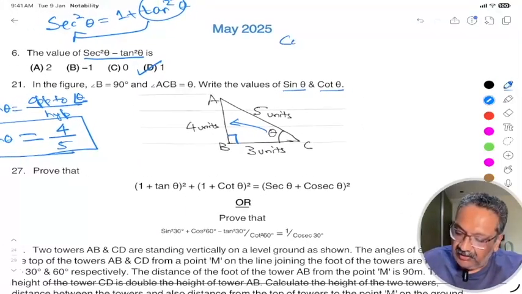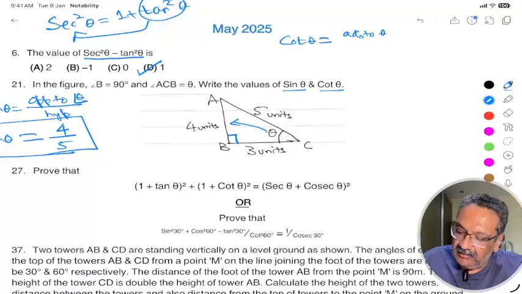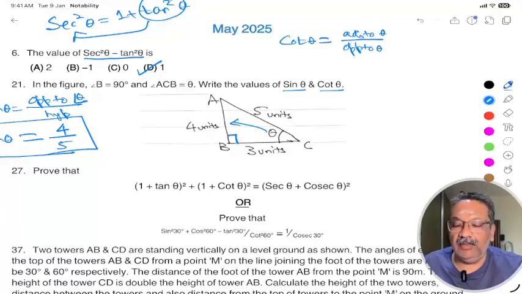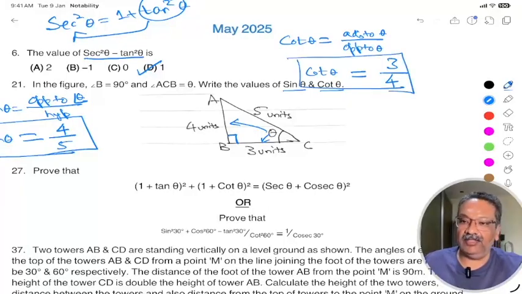Then they want cot theta. What is cot theta? Cot theta is adjacent to theta by opposite to theta. It is the reciprocal, 1 over tan theta. Tan theta is opposite by adjacent, so cot theta will be adjacent by opposite. The adjacent to theta is 3 units and the opposite is 4 units. So cot theta is 3 by 4.